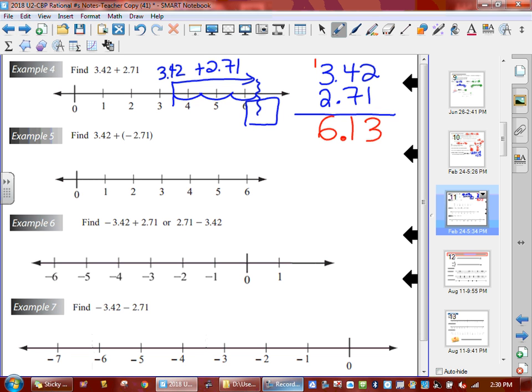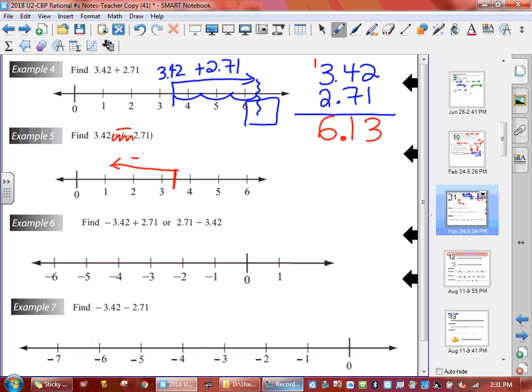All right, am I going to be adding or subtracting the next number? What do you think? Am I adding or subtracting that one? We're subtracting it because we're adding a negative, remember? Two signs in the middle, if they're different, replace them with a subtract sign. So we're going to start way over here at 3.42. Now I'm going to subtract 2.71. So where am I going to end up?